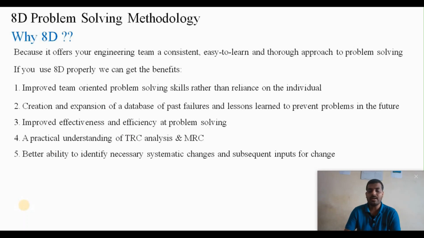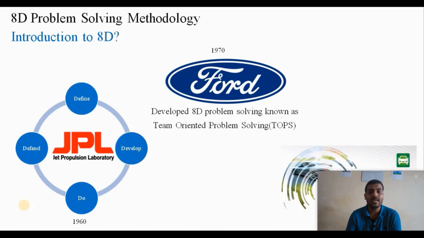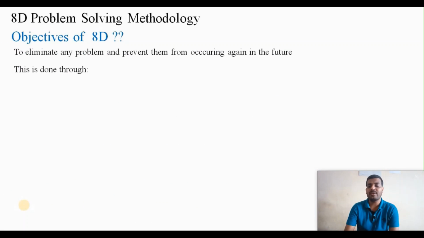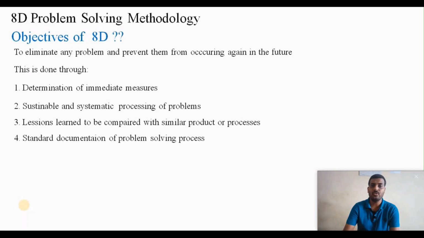Then we moved to the introductory part of the 8D. The 8D previously started with JPL as 4D, and then Ford Motor Company started using this 8D problem solving. The standard process of Ford is now known as global 8D, and all the automotive industries have started using this global 8D methodology. Then we went to the objectives of the 8D. The main objective of 8D is to eliminate any problem and prevent it from occurring again in the future.